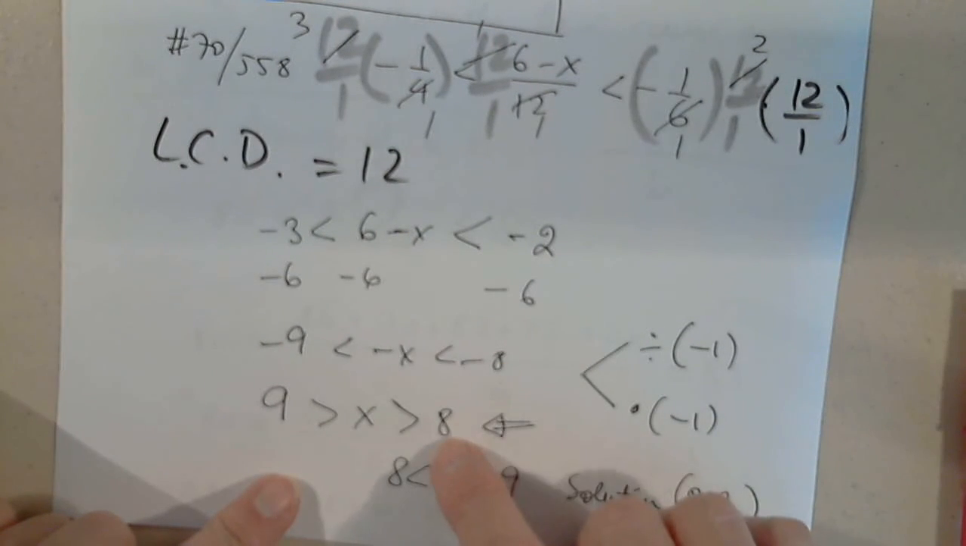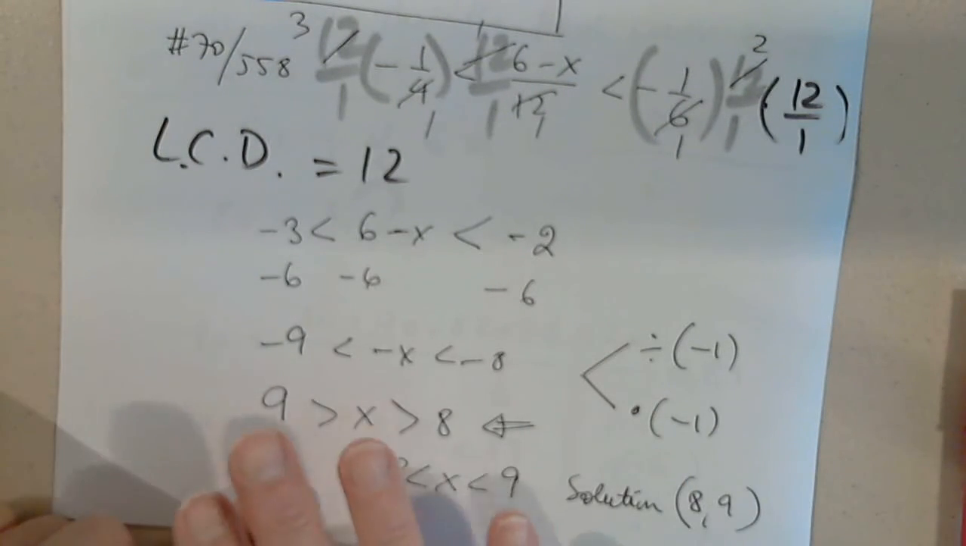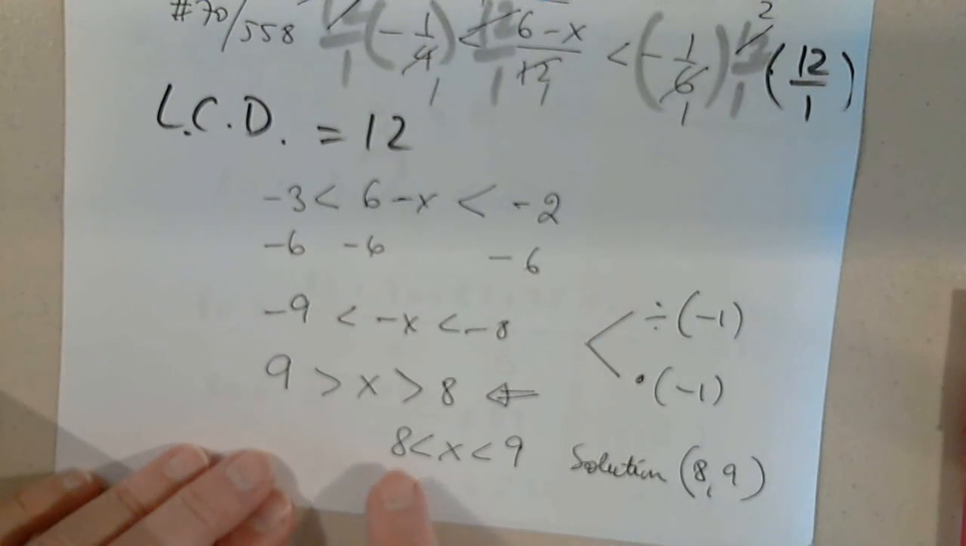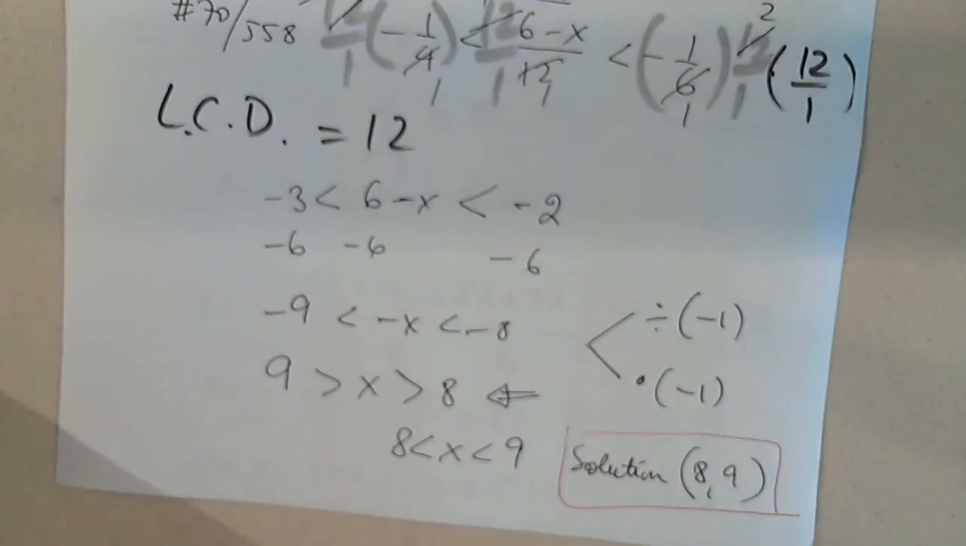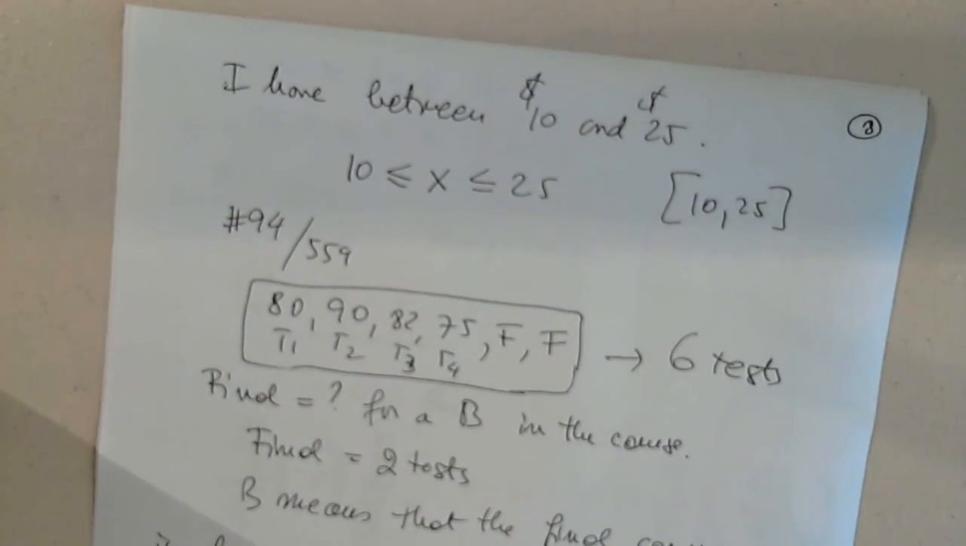So negative 8 becomes 8, negative x becomes x, and negative 9 becomes 9, but of course they have to be switched. We read the inequality from the smallest number, 8 less than x less than 9. Therefore, the solution is (8, 9). That brings us to page 8.